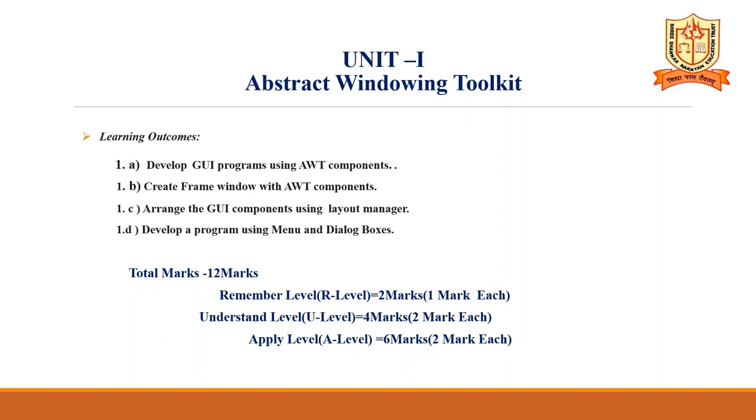Second is understand level. These are understood level questions. For example, in a program, a missing component or missing word you have to identify. The last is A level, which means apply level. 6 marks are allotted for this level, 2 marks each. In this level, you have to apply your knowledge to solve these questions. For example, for the output of the program, you have to choose the correct output among all the outputs.